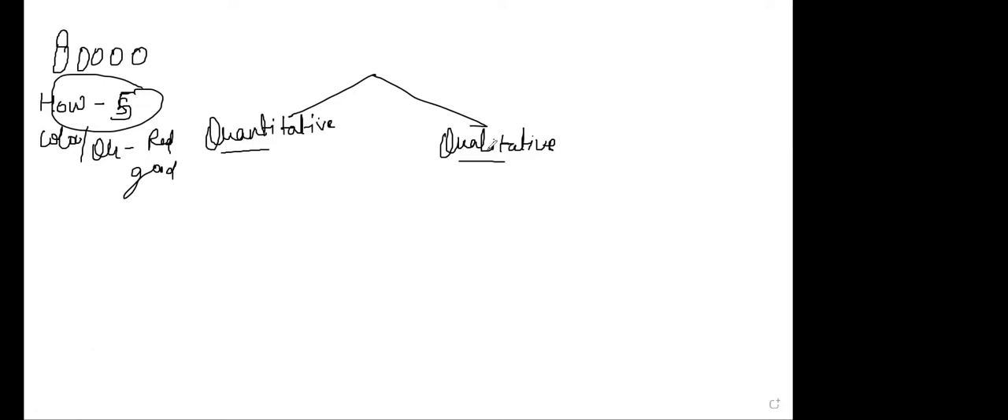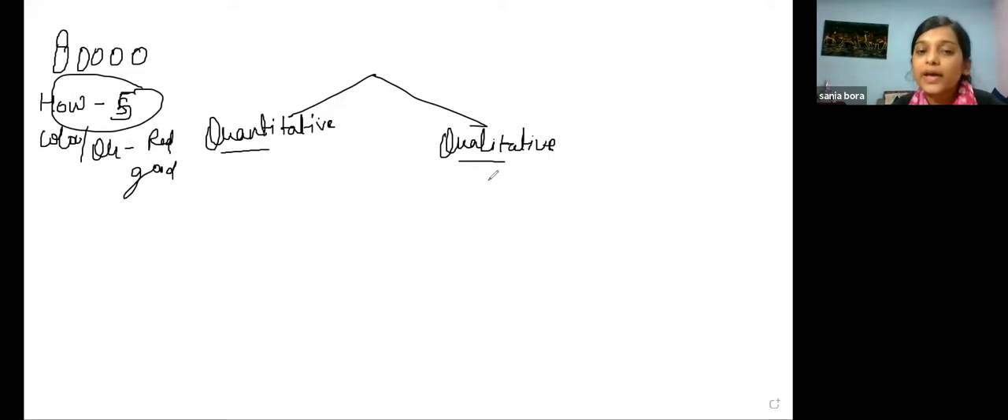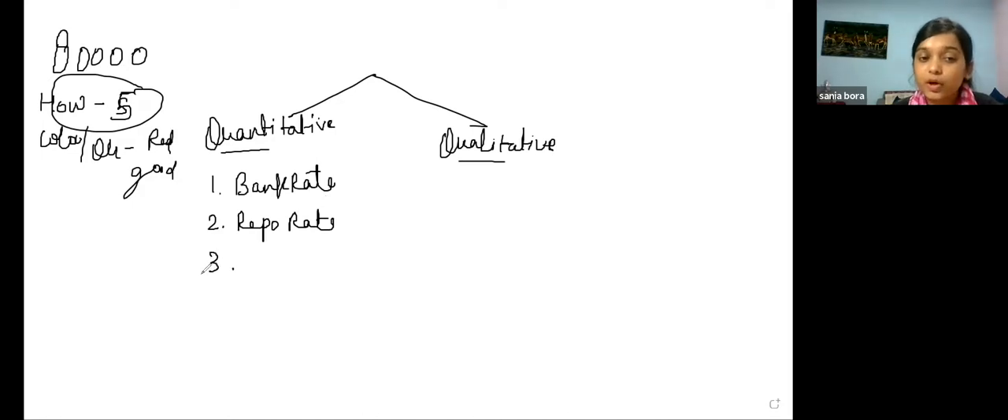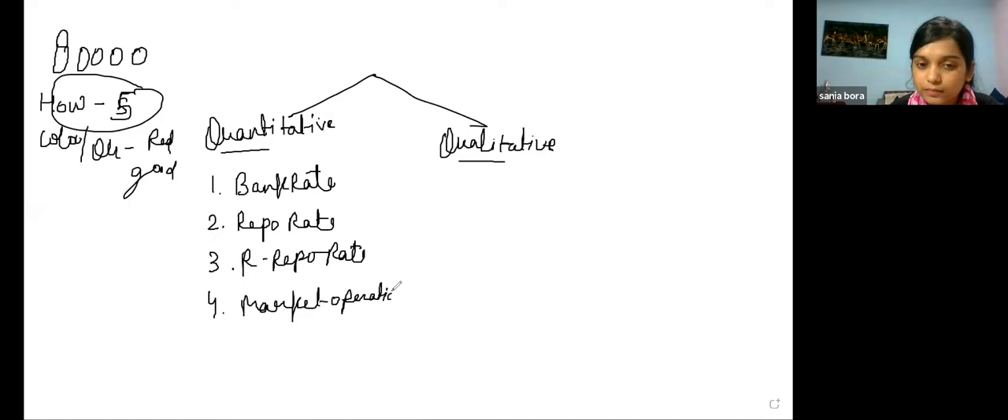Clear? Yes, ma'am. Okay. So here there are a few things. First is your bank rate. First you are going to just understand the name, bank rate. Second is repo rate. Third is your reverse repo rate. Fourth is your open market operation. And fifth one is your CRR. So these are your quantitative methods. Now we will understand what each of these is.